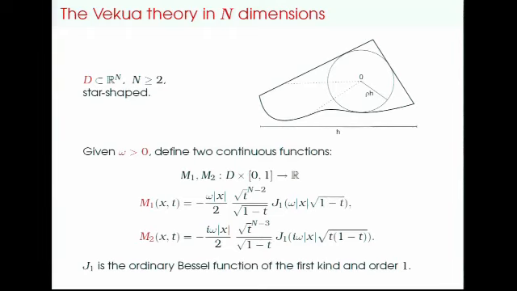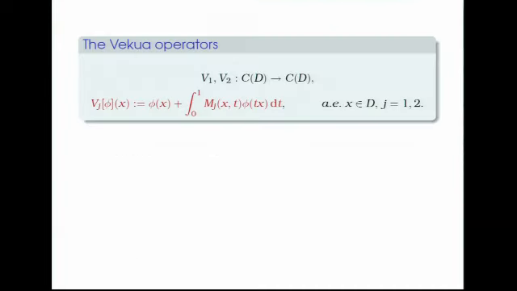The first one is very oscillatory, and the second one is increasing exponentially because we have a Bessel function of imaginary argument. We use these two functions to define two operators that are acting from the space of complex valued continuous functions on the domain to itself. And these integral operators are very easy, well defined.